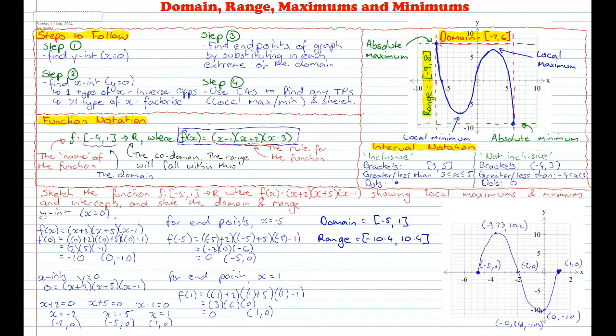And that there is how you sketch the graph of f of x is equal to x plus 2 multiplied by x plus 5 multiplied by x minus 1 across the domain -5 to 1, showing all of your x and y intercepts and stating the domain and range.